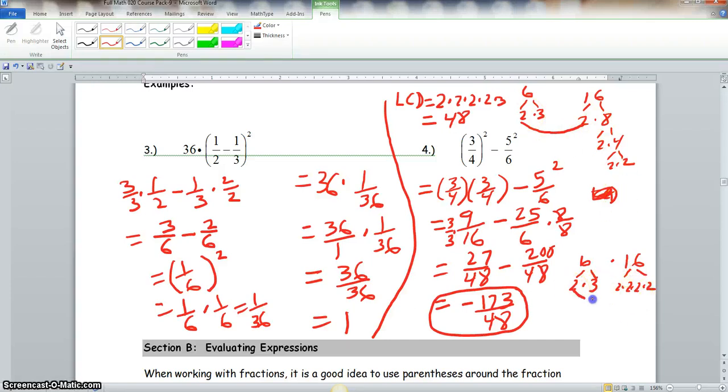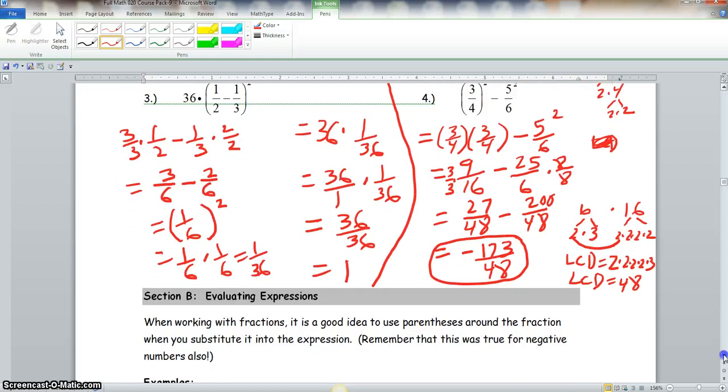Okay, now we know that these two match up. So when we do our LCD, we'll mark one of them. Now there's nothing else that matches up, so we'll bring down these 3 2's that are left. And then we have this 3 that's left as well. And this is how our LCD is 48. I just want to clean that up because I didn't do it as clean up here. So your answer is still a negative 173 over 48.